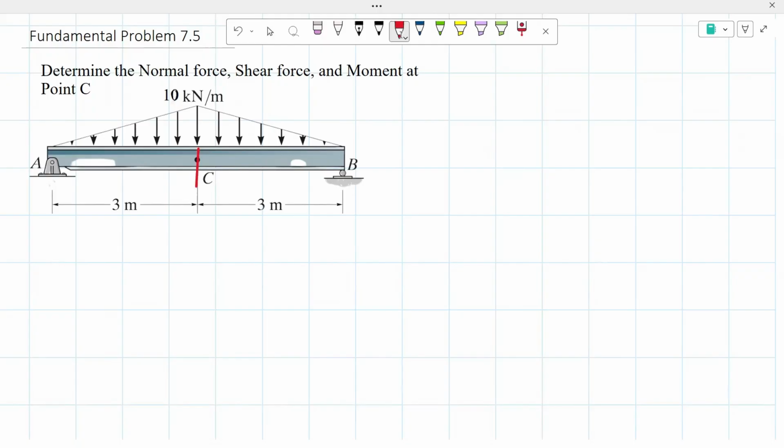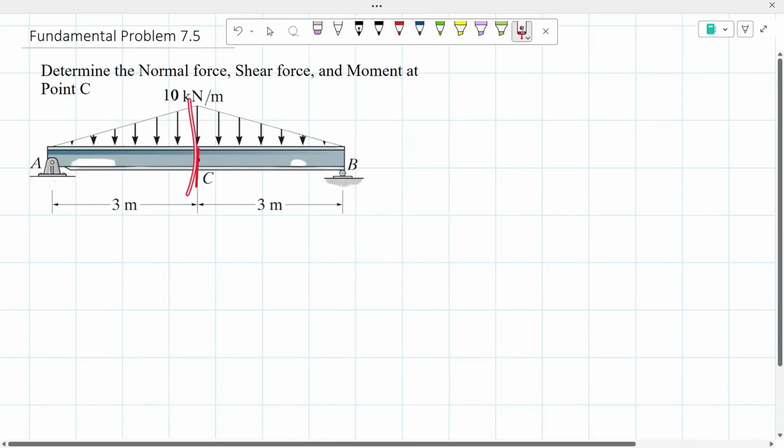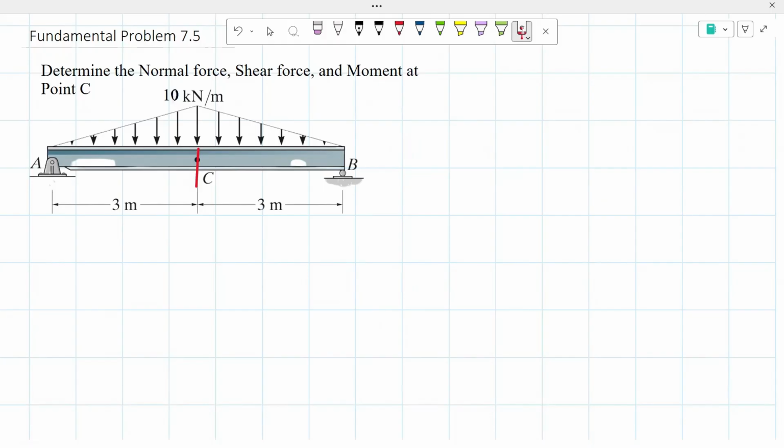From there, we're going to be analyzing both sides of the beam to determine which side would be easier to work with. As you guys can see, if we were to take a look at our left side of the beam, we would be dealing with point A, which is a pin support, meaning we're going to have two unknown reactions to solve for, and then the loading on top of the beam.